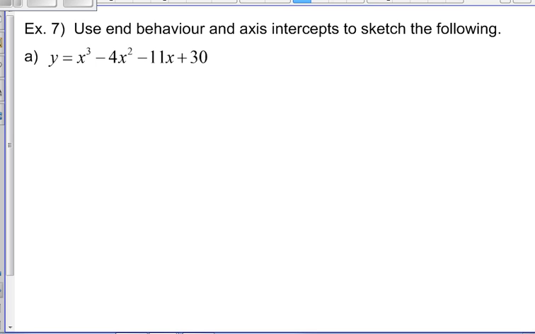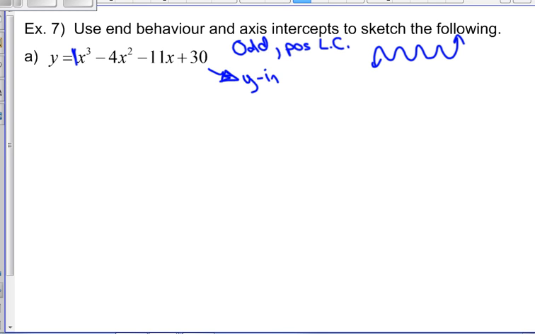So let's go ahead and graph. Use end behavior and axis intercepts to sketch the following. Let's think about this. This is odd, and it's got a leading coefficient of 1, so positive leading coefficient. What does that look like? It looks like starting low, stuff happens, I don't know what, and it goes up at the end. That's the general look. The other thing we know is that the y-intercept is at 30. Now, that's not a lot to work with.